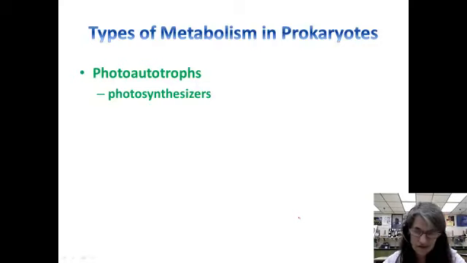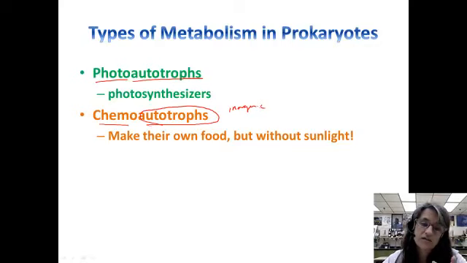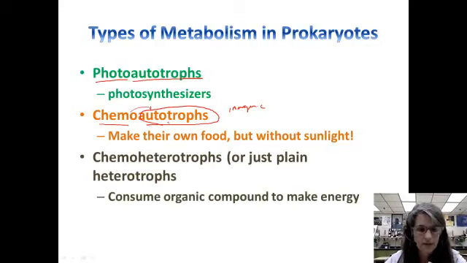Photoautotrophism, or photosynthesis. Photo means using light, autotroph means making your own food, so we're talking about photosynthesizers. Chemoautotrophs, they make their own food too, but they don't need light to do it. They use certain inorganic compounds to give them the energy to make their own food. We'll talk more about that in a moment.